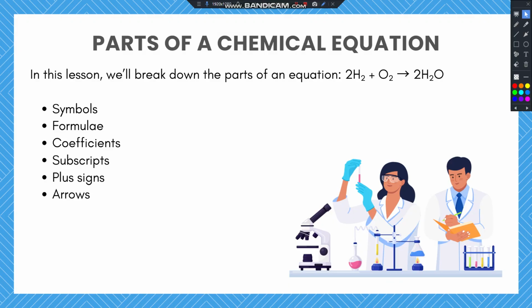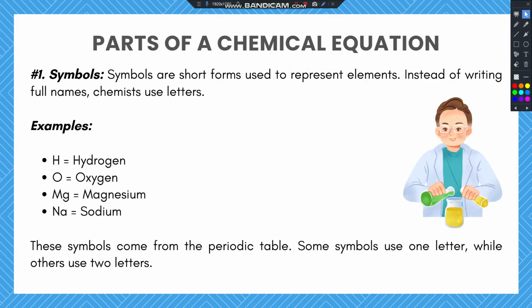So in this lesson, we'll break down the parts of an equation. We'll be seeing what symbols mean, what formulas mean, coefficients, subscripts, the plus signs, and the arrows. These are some parts of a chemical equation that you must be familiar with. So we start with the first one, a symbol.